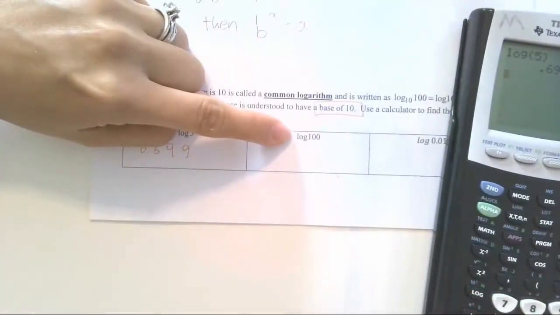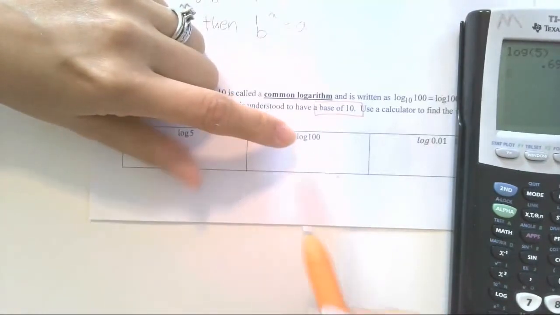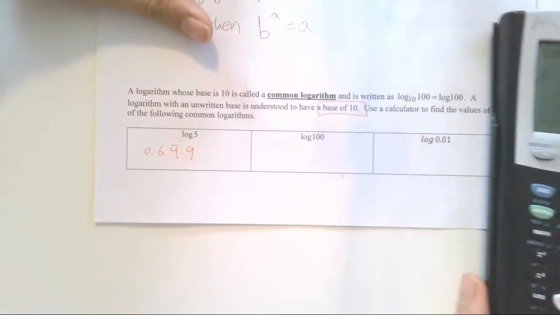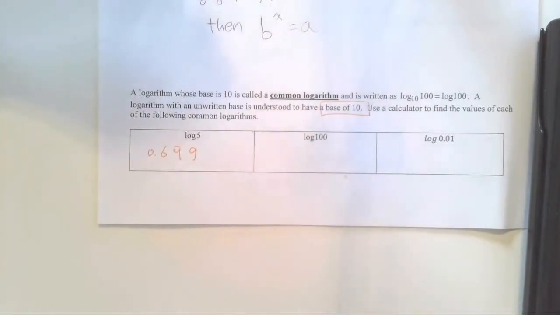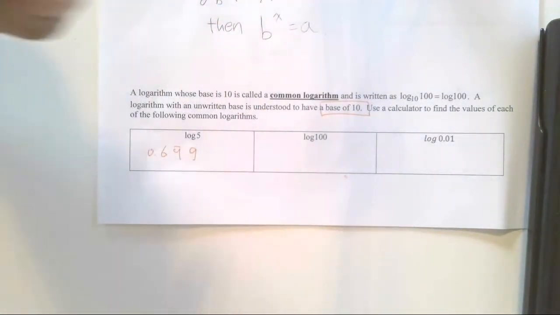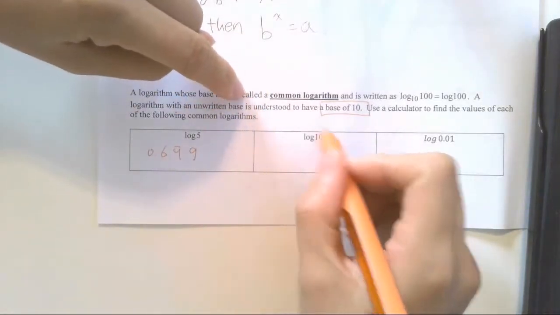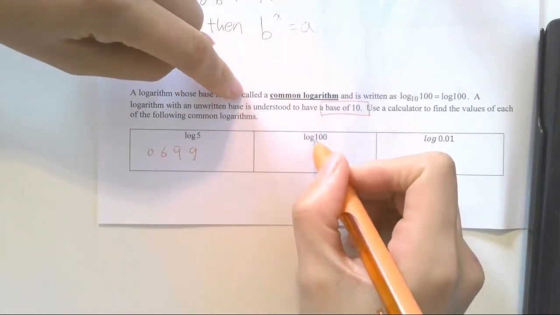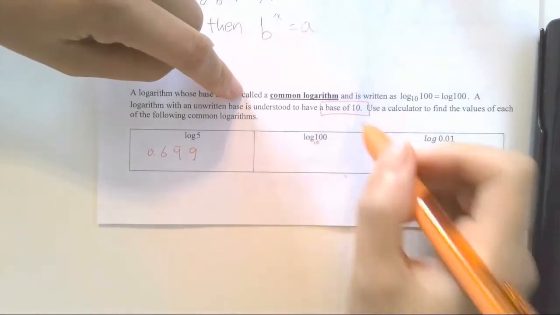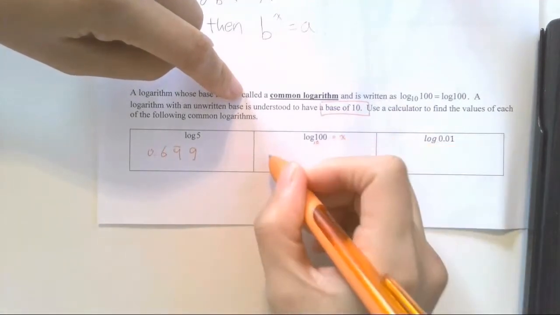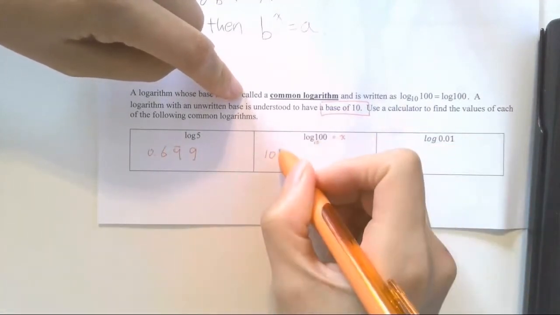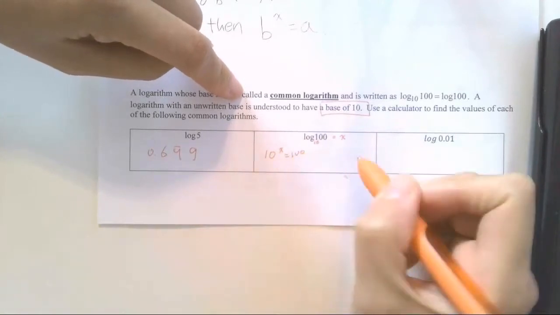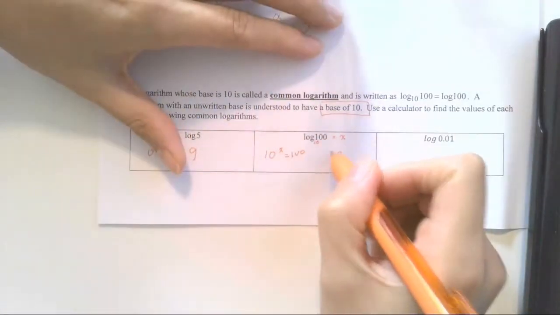Next, I have log of 100. Well, guys, I know I told you to use a calculator, but do you think you can just guess that because you're smart? Yes, you are very, very smart. So what would that be? Let's think about it. I know it's a common logarithm, so I have a base of 10. 10 to the what power gives me 100? 10 to the second power. So the answer is 2.